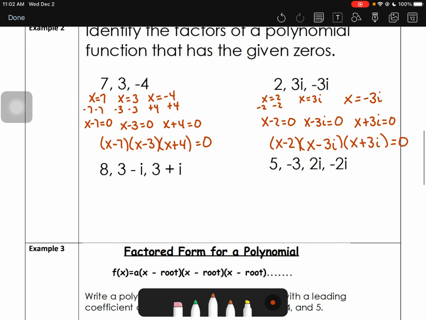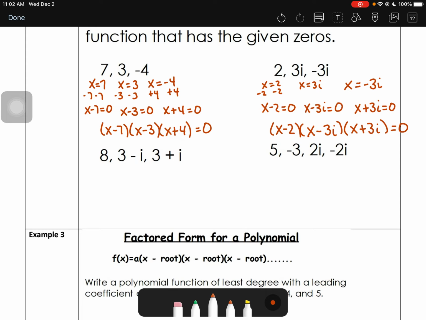So if I go down to the last example in this box, if x equals 5, then I know that x minus 5 is one of my factors. If x equals negative 3, then I know x plus 3 is one of my factors. x minus 2i would be a factor, and x plus 2i would be a factor. Now it's a little bit different when we have something like 3 minus i and 3 plus i. So first of all, we would know that x minus 8 would be doing the opposite.